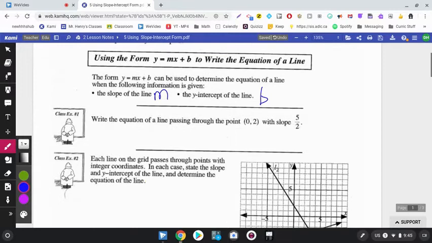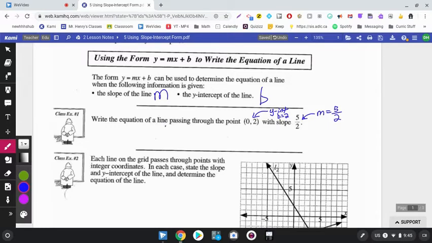So what I can do with that is, if I have class example 1, write the equation of the line passing through the point 0, 2. Hey, well, wait a minute. That's a y-intercept. X is 0, y is 2, so the b value is 2. And then it tells me the slope is 5/2. Well then m equals 5/2.